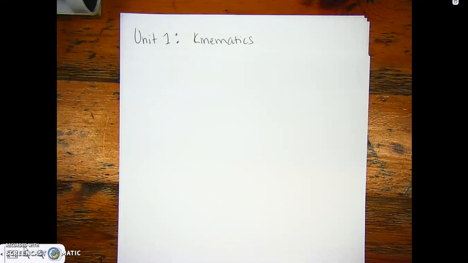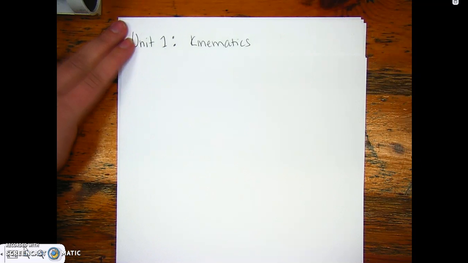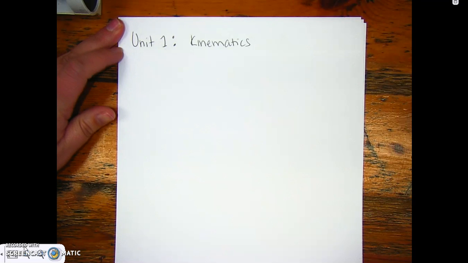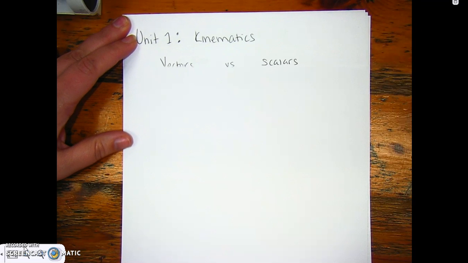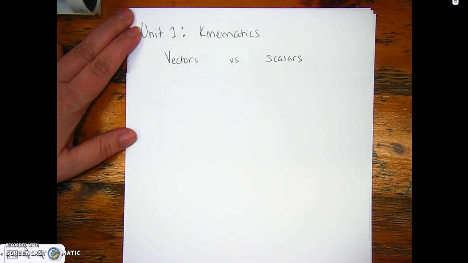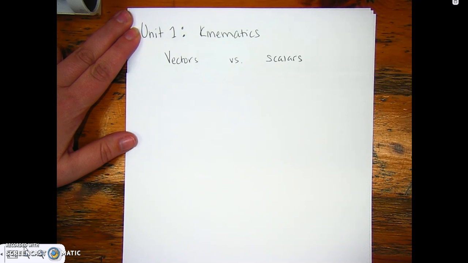All right, in this video, we're going to go over Unit 1, kinematics, that we covered in AP Physics 1. So we began the year talking about kinematics, which really is the description of motion. And we first had to introduce this concept of vectors versus scalars.